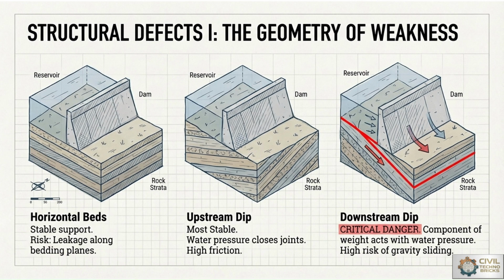So this is the actual structural defect, or geometry of weakness, with reference to the tectonic plates. Geological structures such as horizontal, inclined and folded beds affect the dam foundation behavior. Upstream or downstream dipping strata may create sliding planes and seepage paths. The orientation of discontinuities relative to the dam axis is critical for structural stability analysis. Detailed structural mapping helps engineers identify the potential failure mechanism before construction starts.